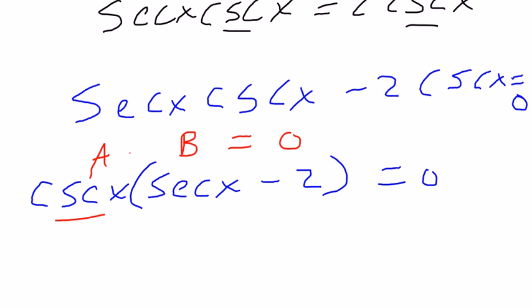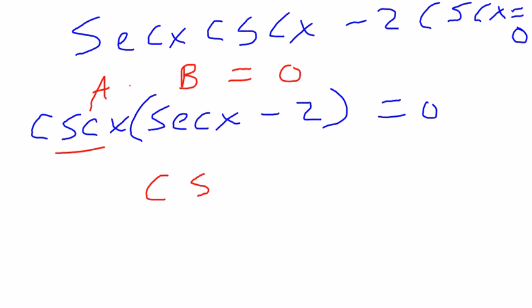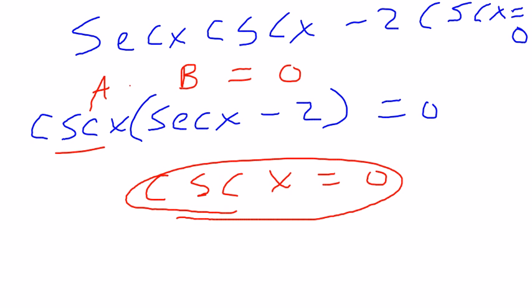Well, let's see if cosecant equals 0. So cosecant of x equals 0. What angle does that happen? Well, if I look on my sheet, there is not an angle between 0 and 360 where this is true, because cosecant never actually crosses the x-axis between 0 and 360. So this is never going to be true. So A for this problem will never be true. We can never get cosecant equal to 0.